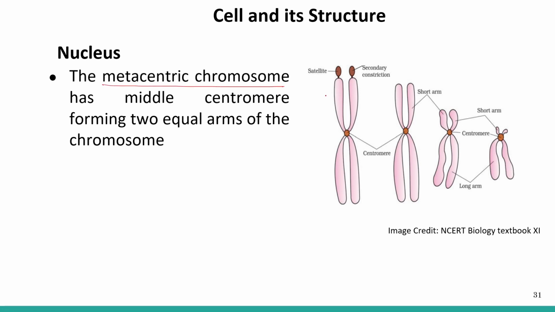Metacentric chromosomes. Here this is the metacentric one, in which there are two equal arms of the chromosome. This arm and this arm are equal in size, and the centromere is present in the middle. So that is the metacentric chromosome.